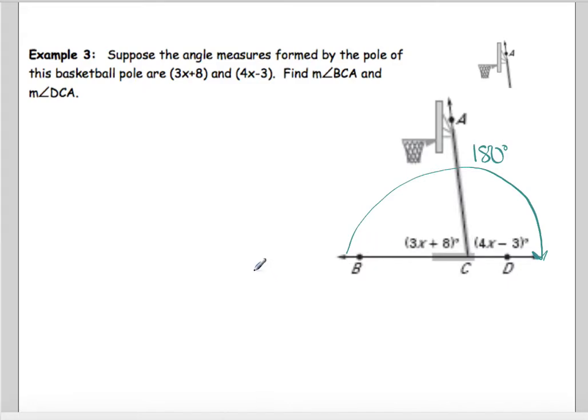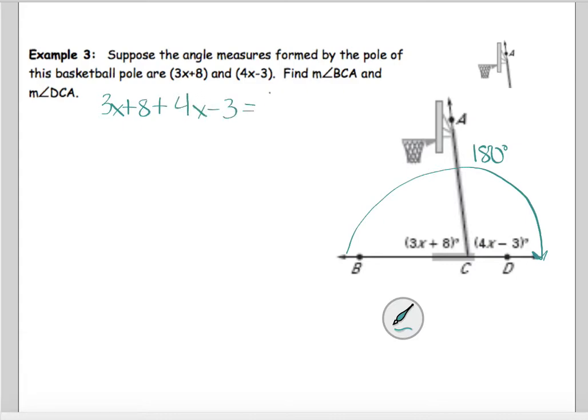Suppose the angle measures formed by the pole of this basketball pole are 3x plus 8 and 4x minus 3. Find the measure of angle BCA and the measure of angle DCA. So we're going to find each angle, but first we need to solve for x to find it. So to solve for x, we need to put these together, combining our like terms, equal to 180 degrees. So 3x plus 8, the angle on the left, and then you're going to add the angle on the right.